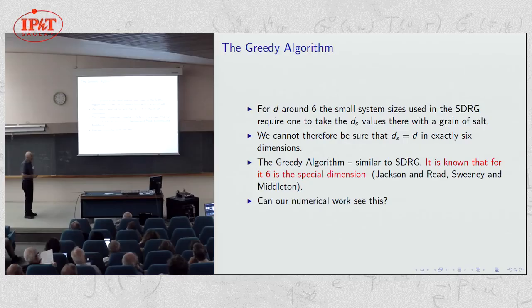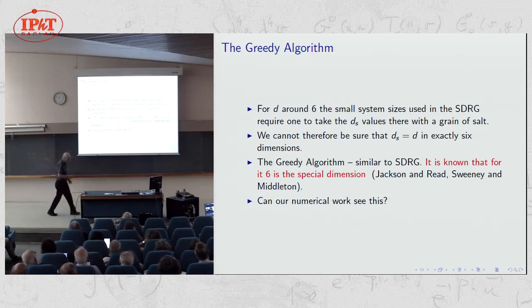Well, when we were studying the systems near 6 dimensions, we could only study up to L equals 14, which is really not very big. And you can't really be sure that ds is becoming equal to d right in 6 dimensions. That is why we turn to looking at the greedy algorithm. It's known for the greedy algorithm that 6 is the special dimension. And this was shown by work of Jackson, Reed, and Sweeney and Middleton. So can we see, using this other variant of SDRG, the greedy algorithm, that 6 is a special dimension?